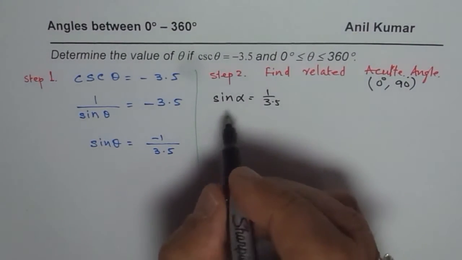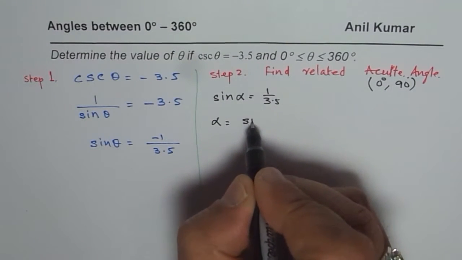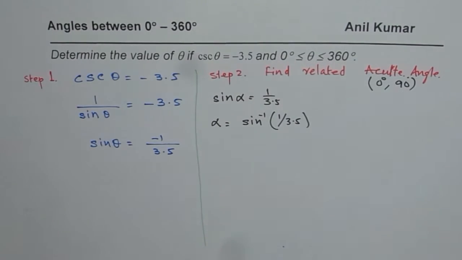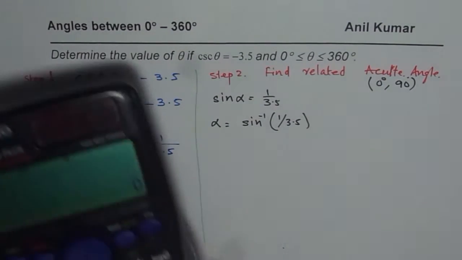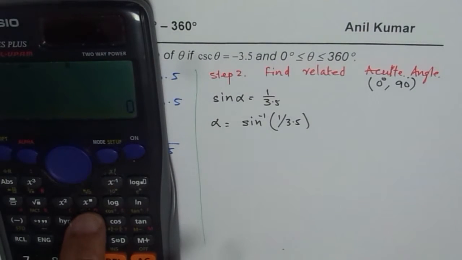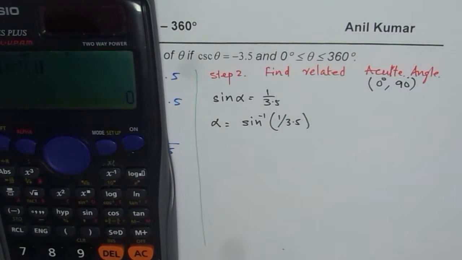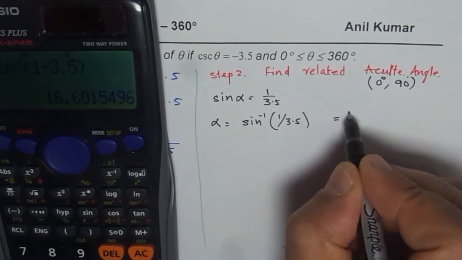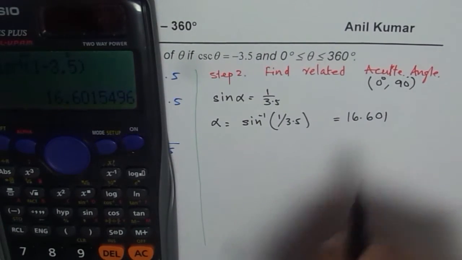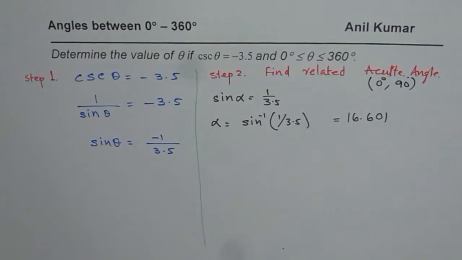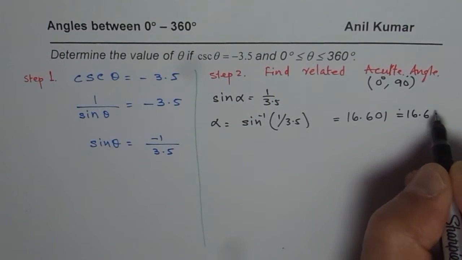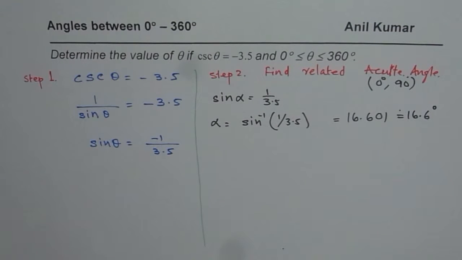Now we can say alpha equals sine inverse of 1 over 3.5. At this stage we can use the calculator. It does have sine in it. Shift sine gives you sine inverse. 1 divided by 3.5, bracket close, equals. So we get alpha as 16.601. We'll round it to one decimal place and say it is 16.6 degrees, right? So that is the value of alpha.